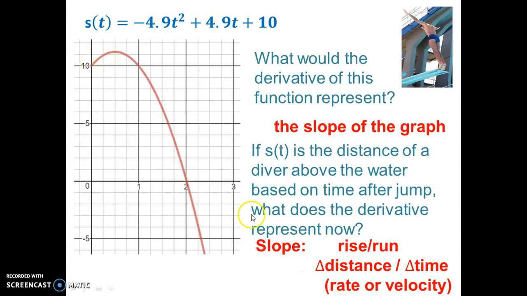Derivative is slope, but slope is rise over run. And as you know, rise over run is change in y over change in x. In this case, s represents distance over the water, and x represents time. So our rise over run is actually change in distance, which is the y value, over change in time, which is the change in the x values. Change in distance over change in time, that's actually a rate. Specifically, a change in distance over time is called velocity or speed. So remember that slope is actually a rate, and that's what we're going to be working with today.